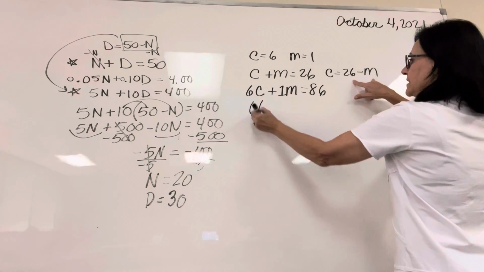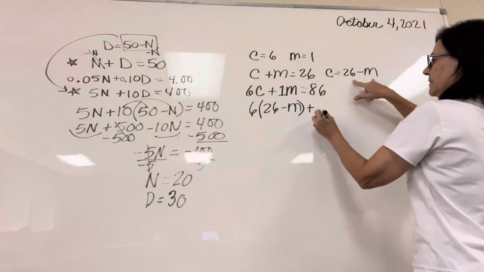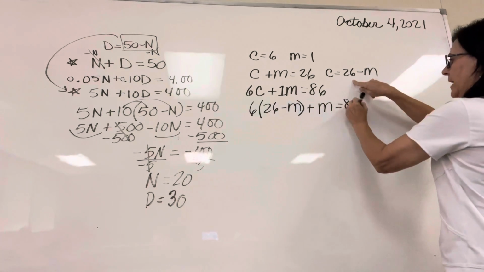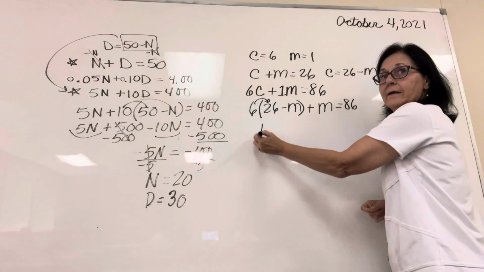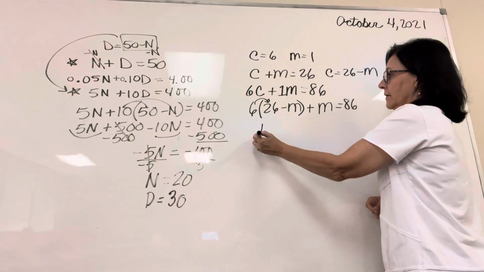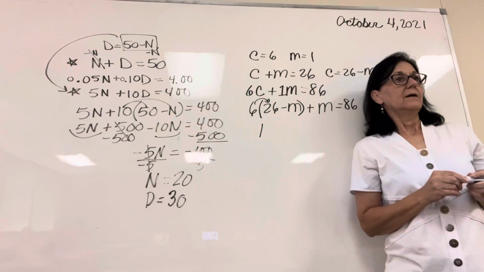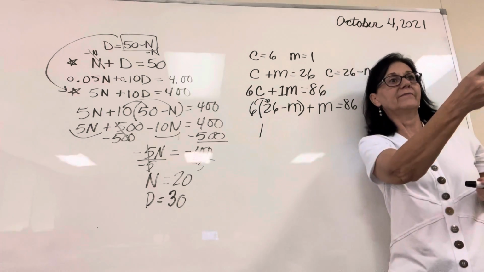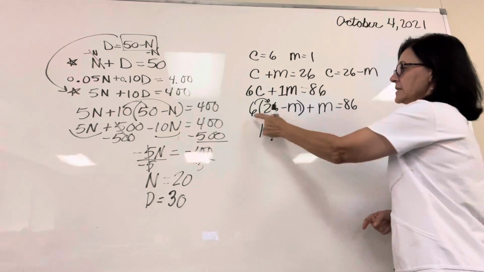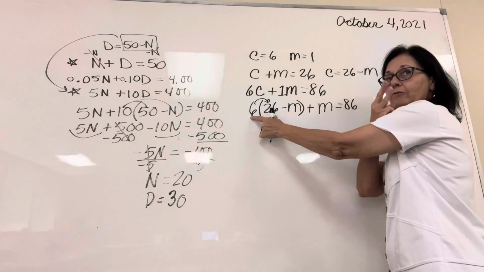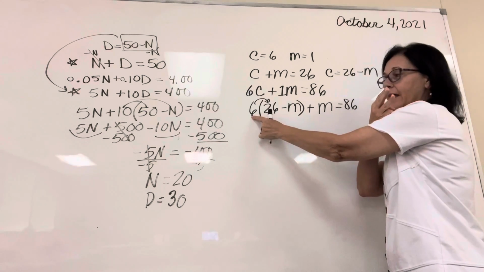So we have 6 times (26 minus M) plus 1M equals 86. What's 6 times 26? Let's do it in our heads. 156. Is it 156? 26 times 6. 6 times 6 is 36. Carry your 3. He's right, but I want everybody to do this. Carry your 3. 6 times 2, and 3 more.